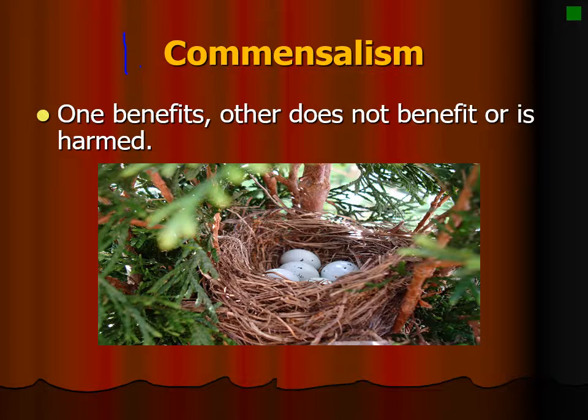So in this example here, we have birds making their nest in a tree. So here's the bird's nest, and the bird lays its eggs. The bird has the advantage. It benefits because it gets a place to store its eggs and a place to call a habitat. The tree in which the bird makes its nest and lays its eggs is not affected at all. It's neither harmed nor benefited. So it's a commensalism relationship.